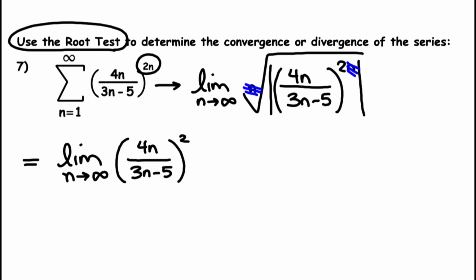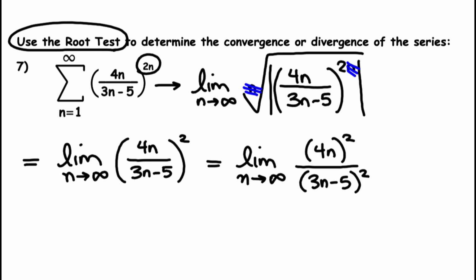And we're allowed to break that fraction up. The laws of limits, or the properties of limits, allow us to do that. This is going to turn out to be 16/9 with a little assist from L'Hospital's rule. Hey, and since 16/9 is greater than 1, this series is going to diverge by the root test.